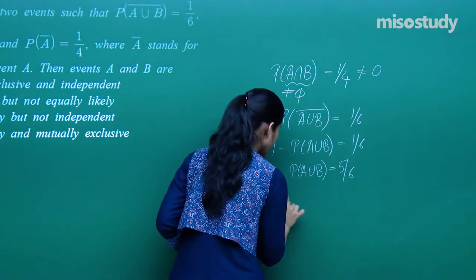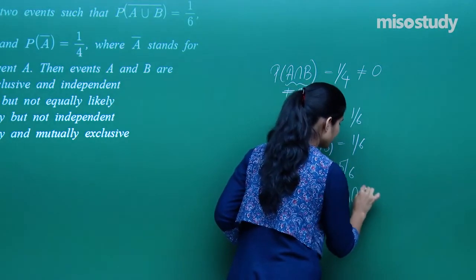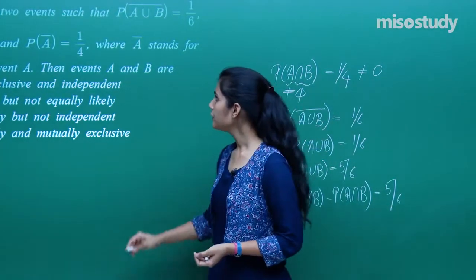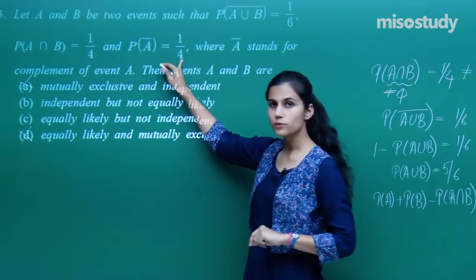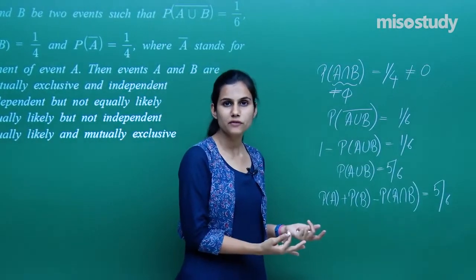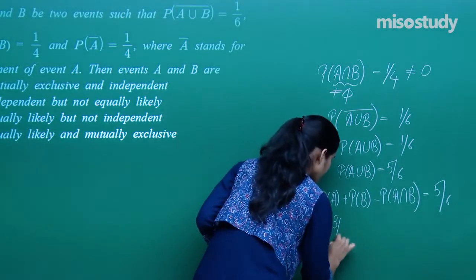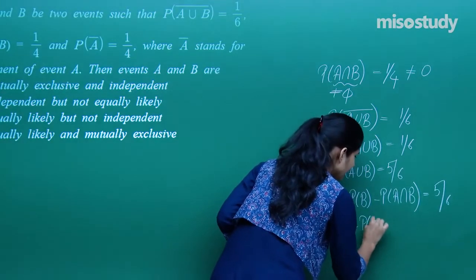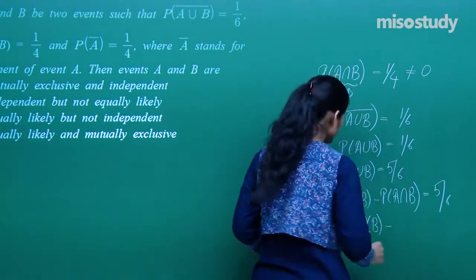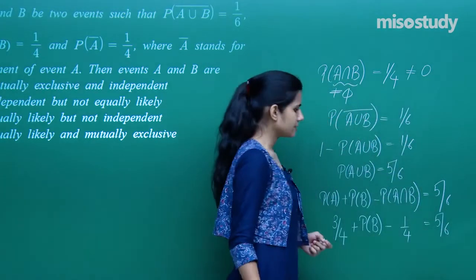That means probability of A plus probability of B minus probability of A intersection B is 5 by 6. Now, you are given that probability of not happening of event A is 1 by 4. That means probability of happening of event A will be 1 minus probability of not happening of event A, that is 1 minus 1 by 4, which is 3 by 4. Probability of B, I don't know. Probability of A intersection B is given to me as 1 by 4. And this is 5 by 6.